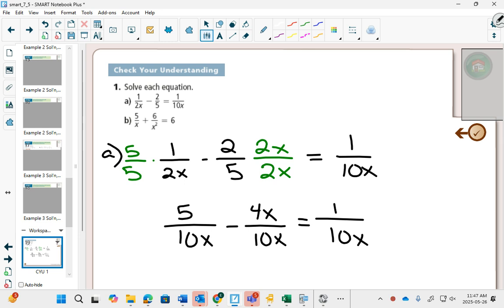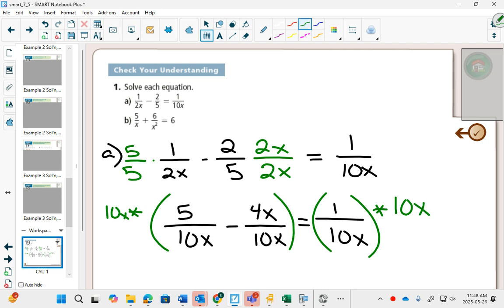Now, once you have that common denominator, what your next step is going to be, because it's an equation, right? And your rule for equations is what you do to one side, you have to do to the other side. So if I multiply this whole side times 10x, I'd have to multiply this whole side times 10x. And what's going to happen is you have to distribute here, but this 10x is going to cancel out with all of those denominators and go away.